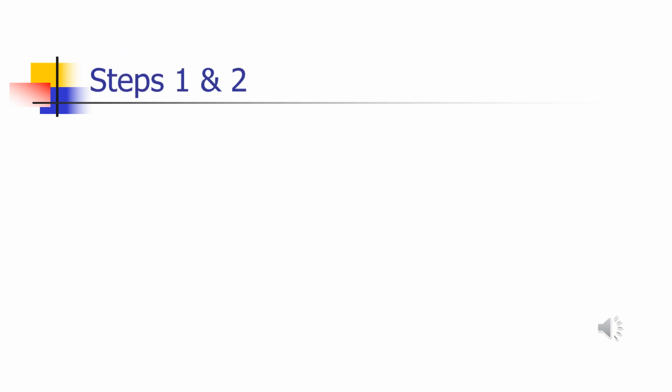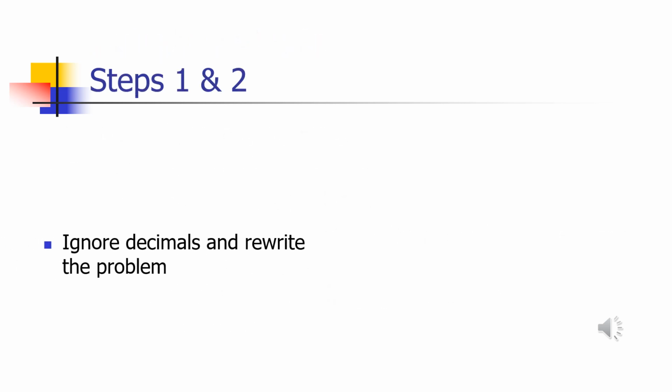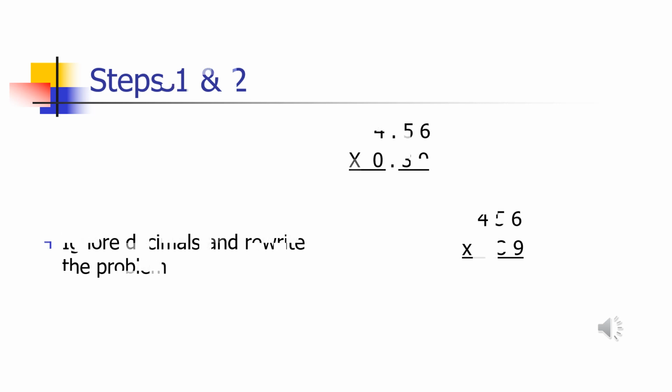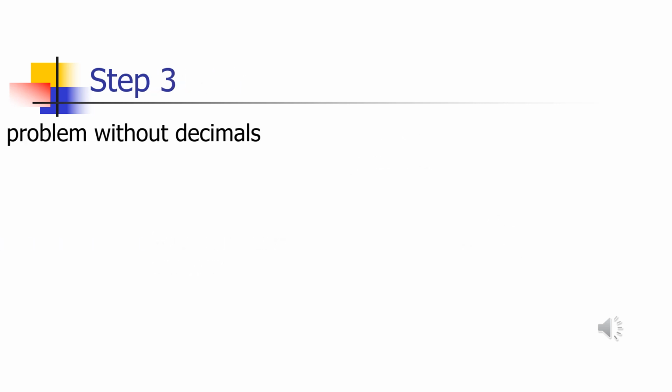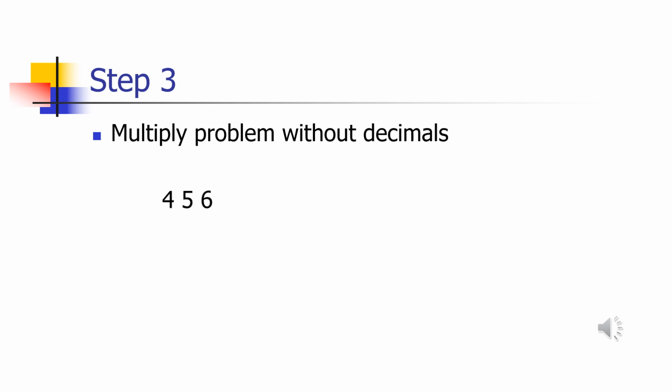Okay, now let's discuss steps 1 and 2. Let's ignore the decimals and rewrite the problem. We have 4.56 times 0.39. If we ignore the decimal, that will become 456 times 39. Then step 3, multiply the problem without decimals. So we have 456 times 39.